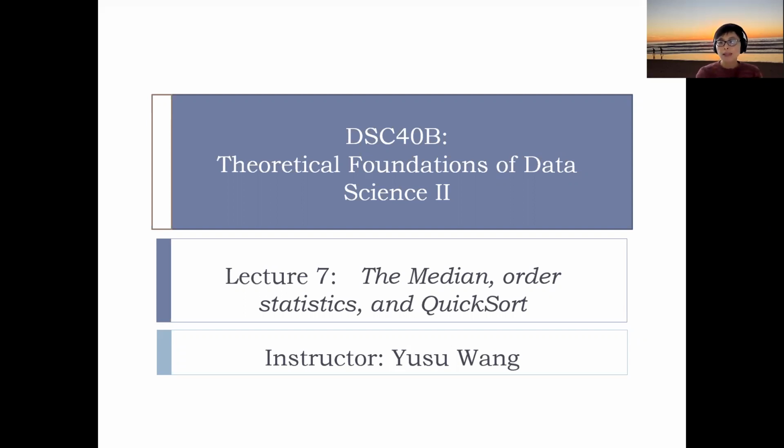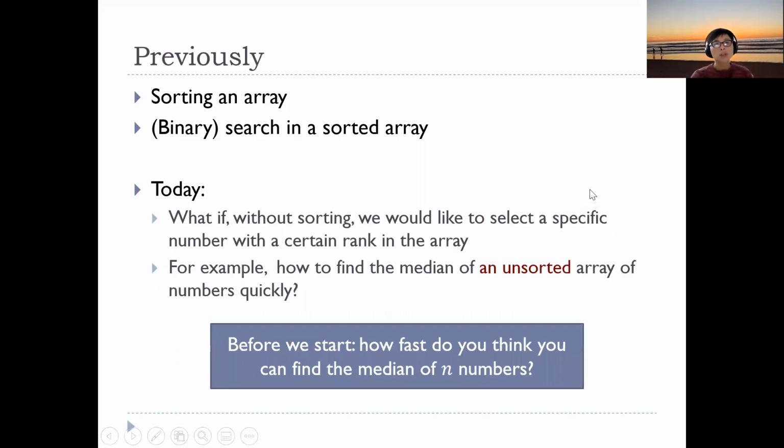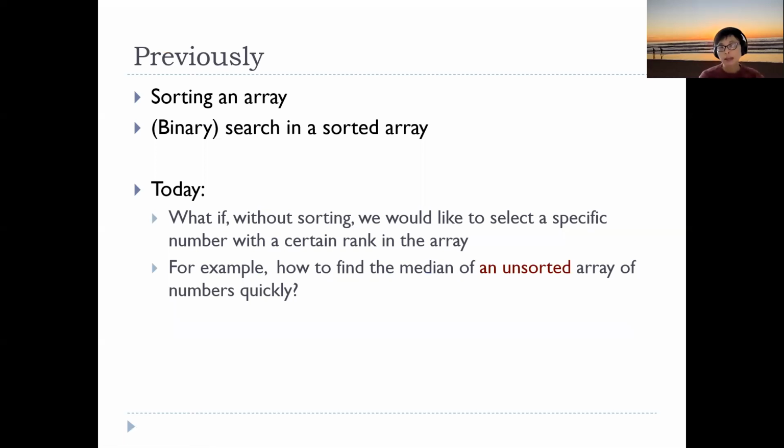Okay. All right. So last time, we talked about sorting an array, and we talked about merge sort, which has asymptotically optimal time complexity, and can sort a list of numbers in n log n time. Before that, we also talked about how, if we're given a sorted array, we could search for an element efficiently using the binary search procedure.